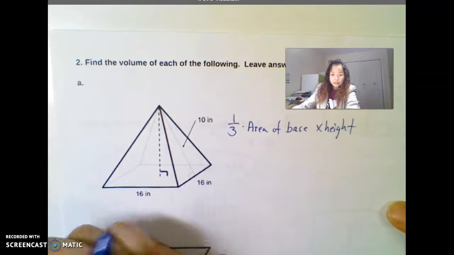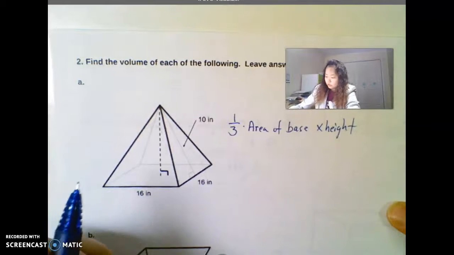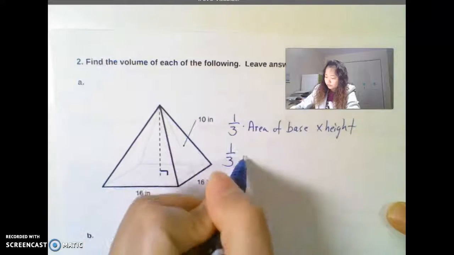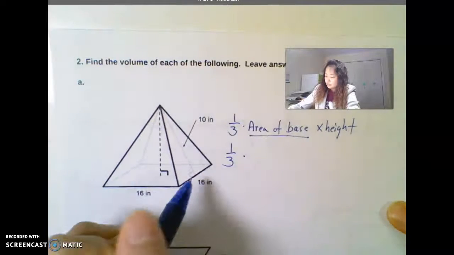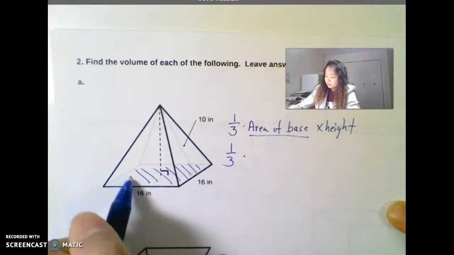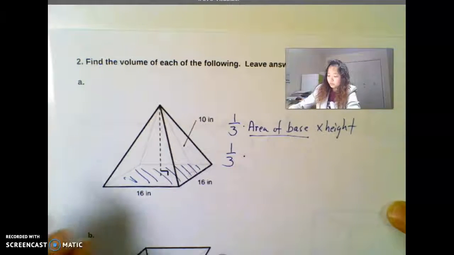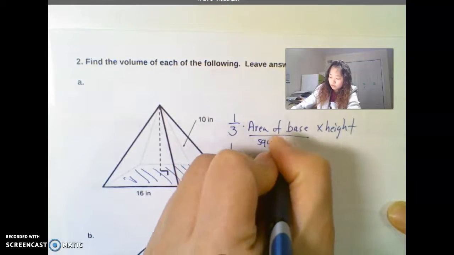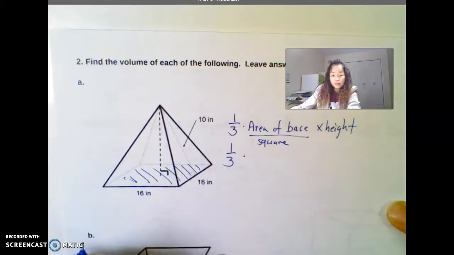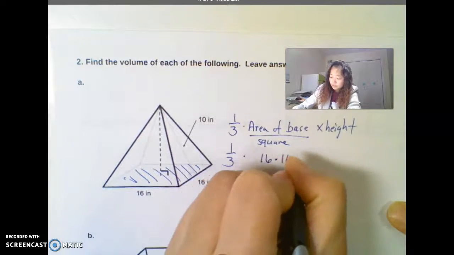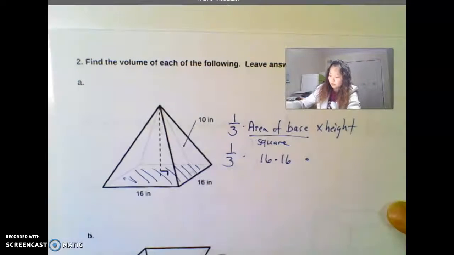So let's take a look at this pyramid. So it's going to be 1/3 times the area of the base. What is the base? Oh, it's a square. We know the square. Square is just length times width, or base times height. So it'd be 16 times 16. Now I need the height. What is the height?